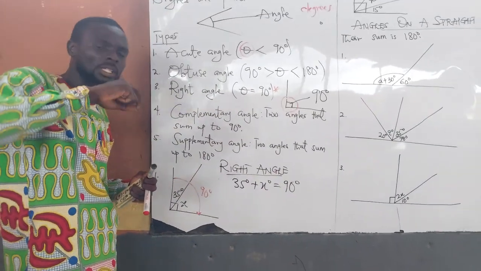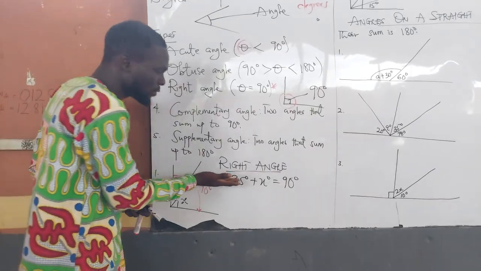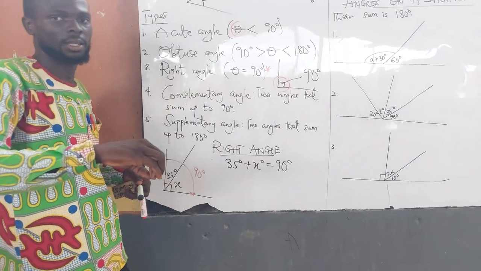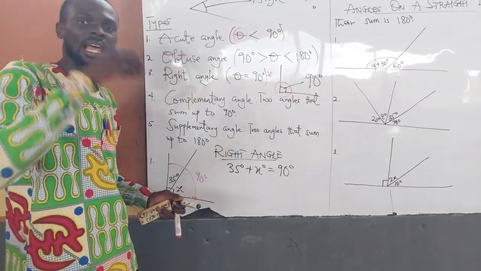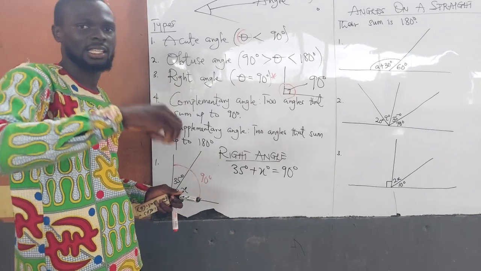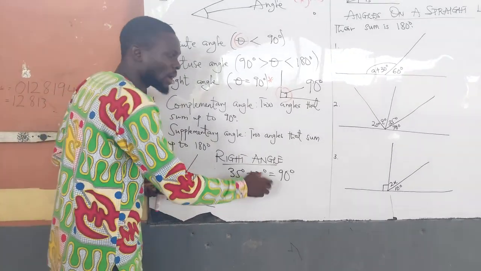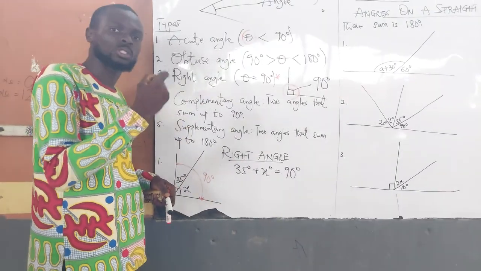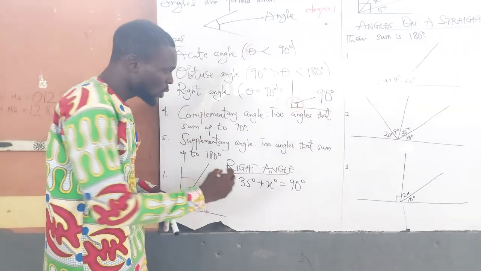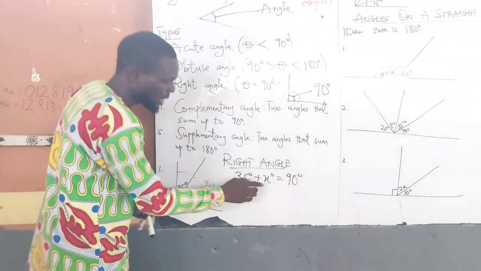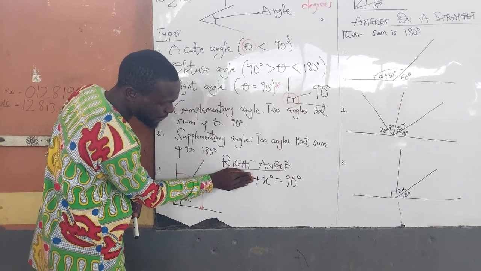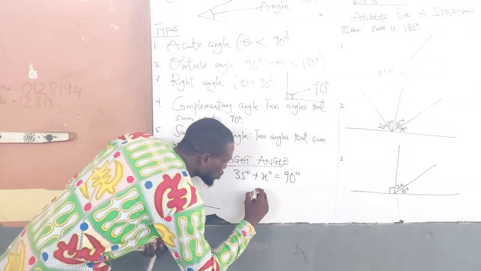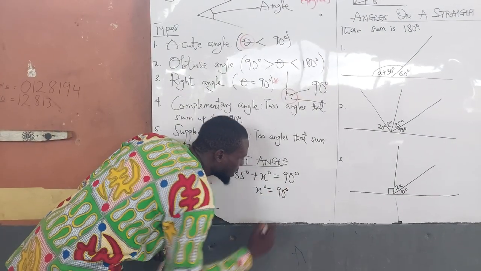Remember, we said angles are measured in degrees. So if you are working with angles, your degrees must be there. It is only the degree that helps us identify that this is an angle. Here, you are solving for x, and this becomes an equation where you are to calculate for x. So we let the x stand alone by covering the 35. We are going to write x degrees is equal to 90 degrees.